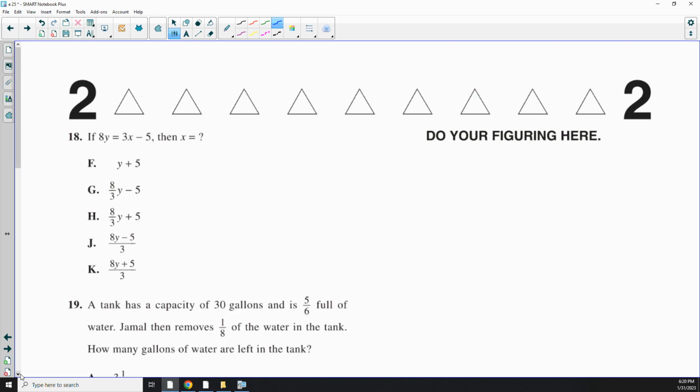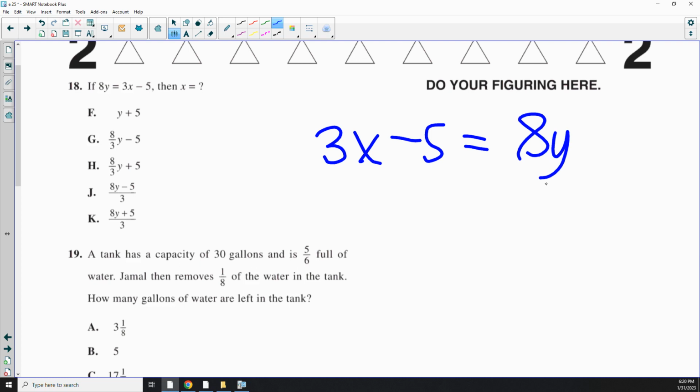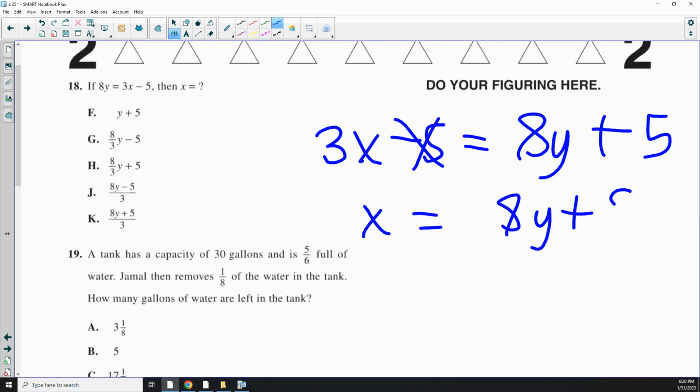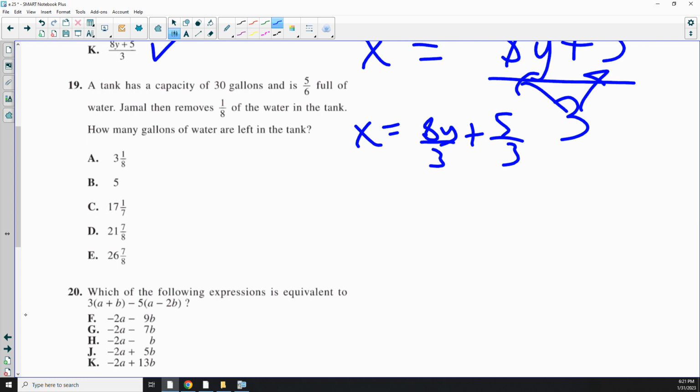Got to know some algebra here to solve for x. I like to rewrite it this way because I like removing, so we're going to add 5 and divide by 3. So it could either be this answer, which it is, or you could split the 3 and do this, which I don't see up there, but the 3 would have to go into both of them.